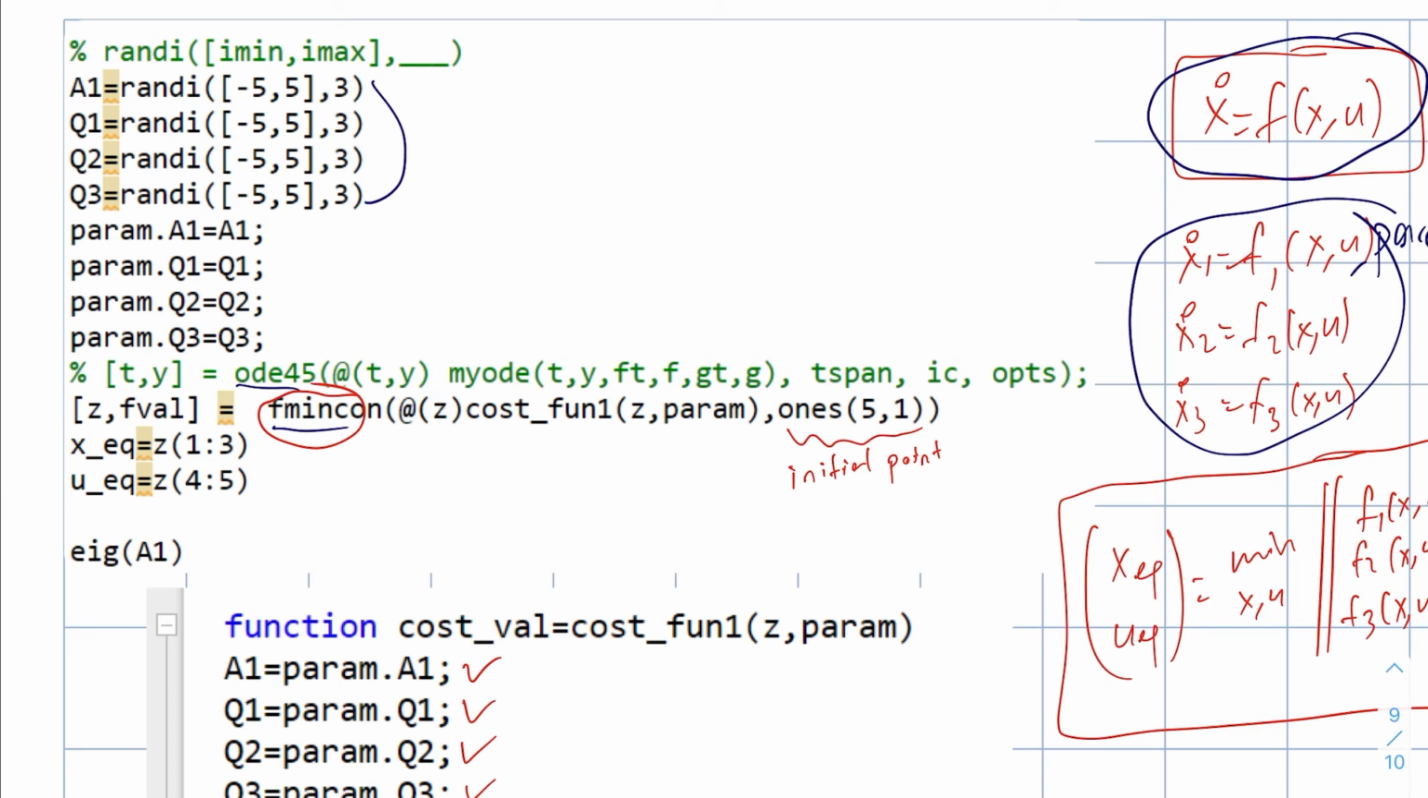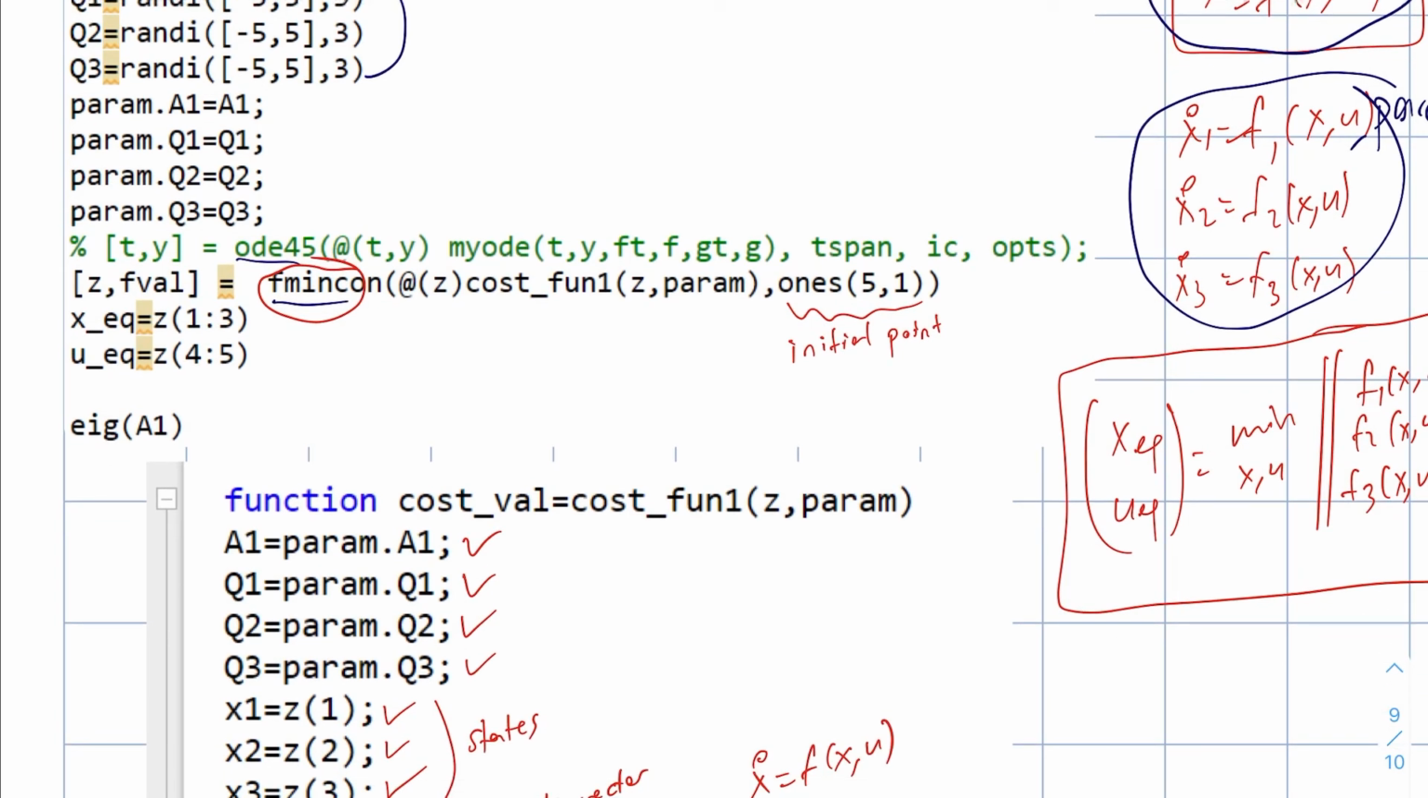Since we have 3 states and 2 inputs, we have 5 decision variables, and you need to supply some initial points. Just give one if you don't have additional information. Whenever you have z, please check the cost value corresponding to that final decision variable. That needs to be really close to 0, like 1e minus 7 or something. If not, you will get some errors down the line.